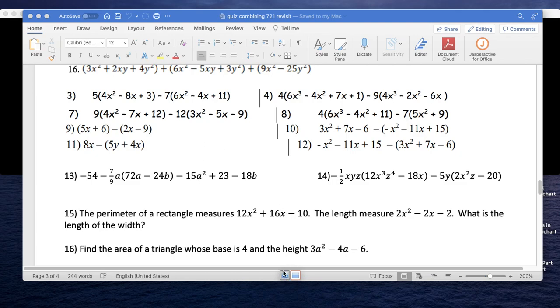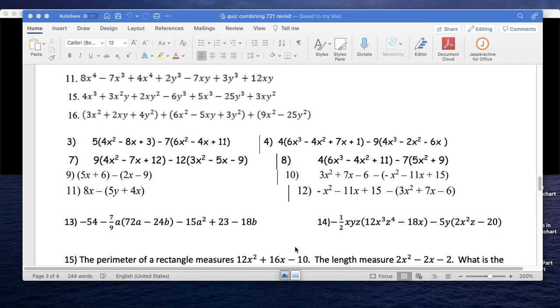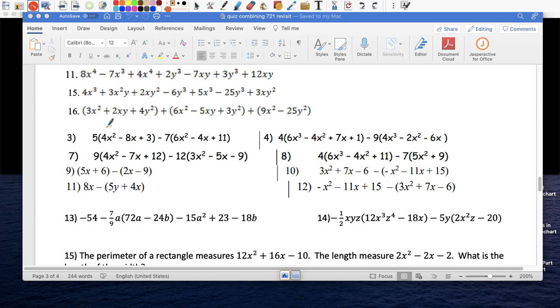So let's do number 3. I'll do number 3 right above it. Distributive property, 5 times 4 is 20, x squared. 5 times negative 8 is negative 40, x. 5 times positive 3 is plus 15. Done. Second one is these.